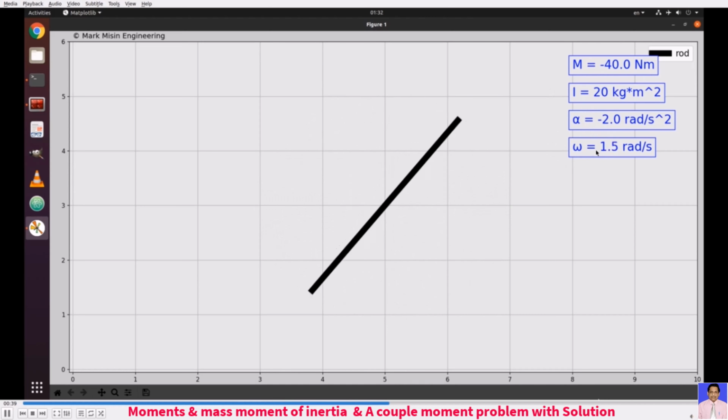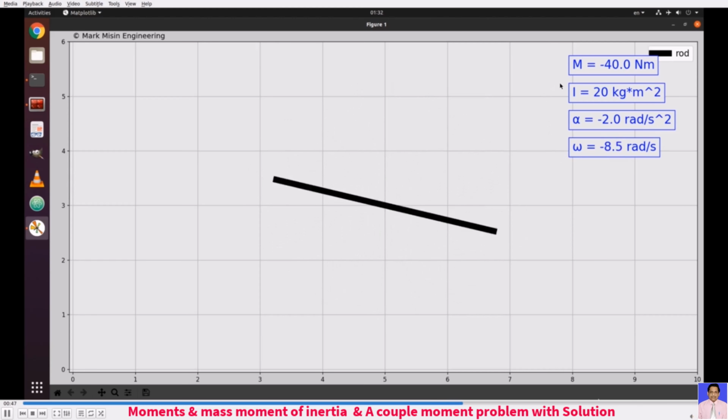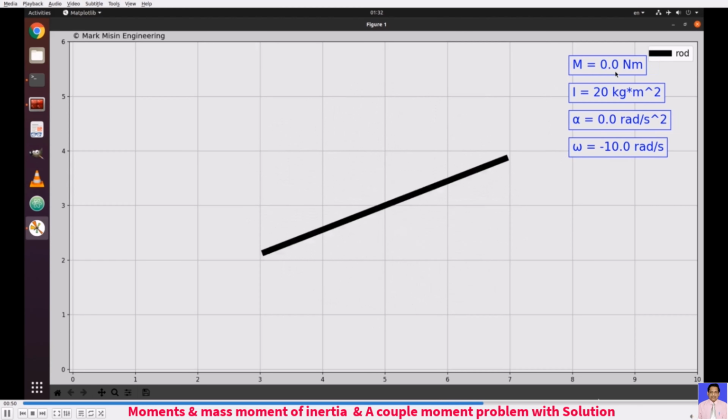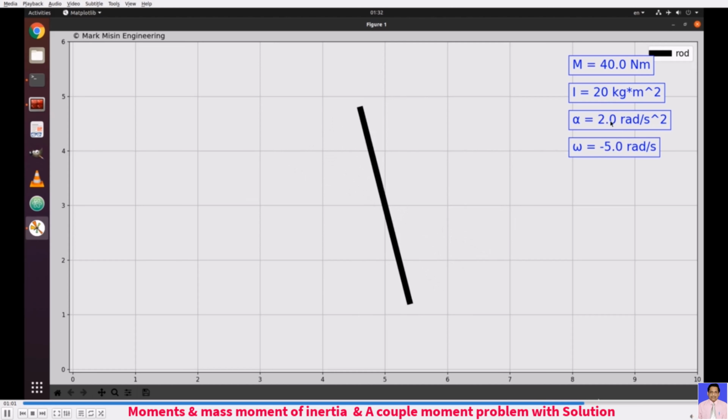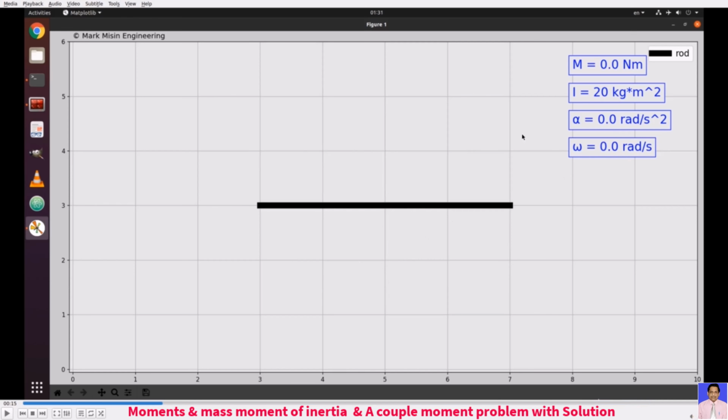And then after some time you have a negative moment, you have negative angular acceleration, and your omega is decreasing, and it's decreasing until it starts rotating in another direction. And then after some time your moment again is 0, so no angular acceleration, and you have constant omega up until you again have a positive moment, positive angular acceleration, and your omega is increasing until it reaches 0 radians per second.